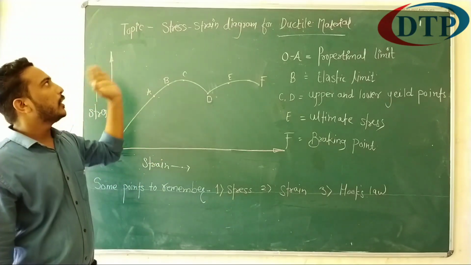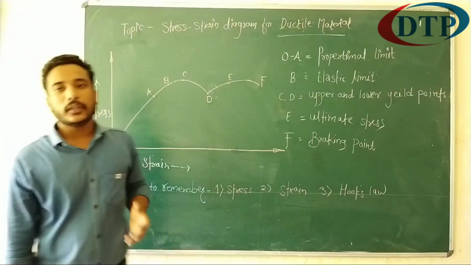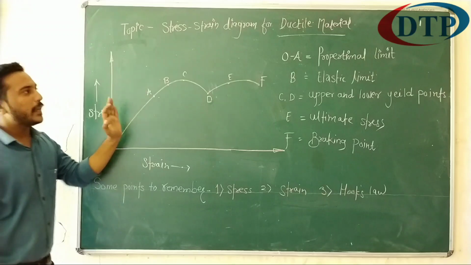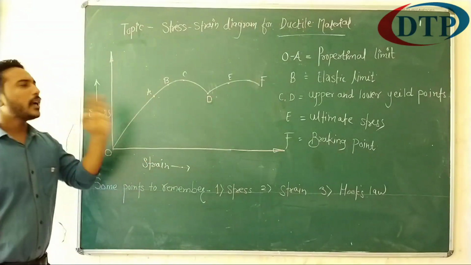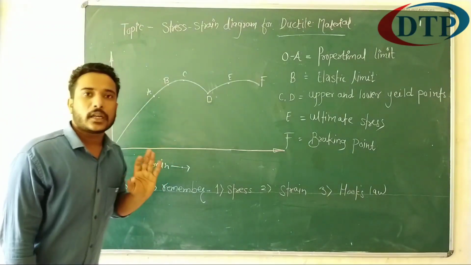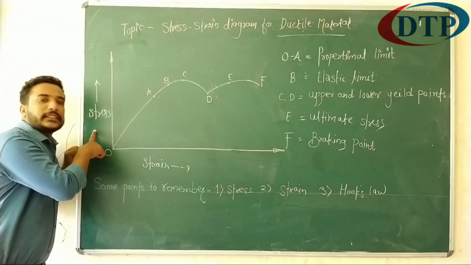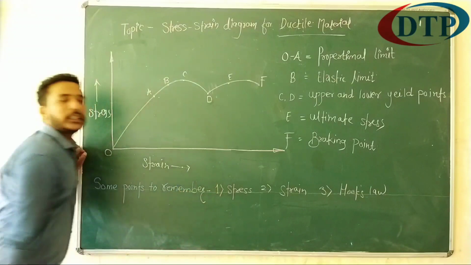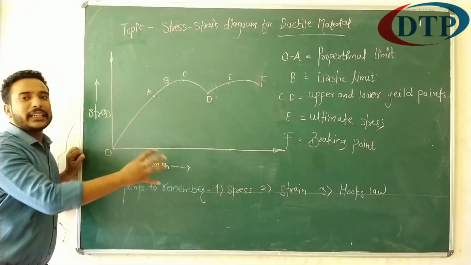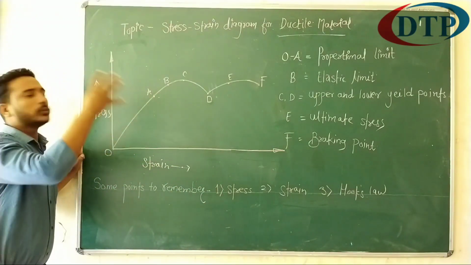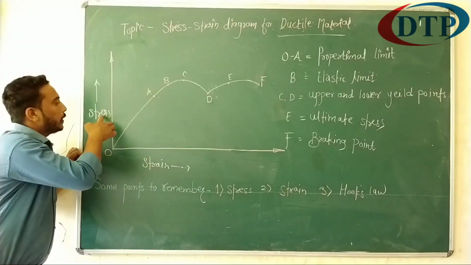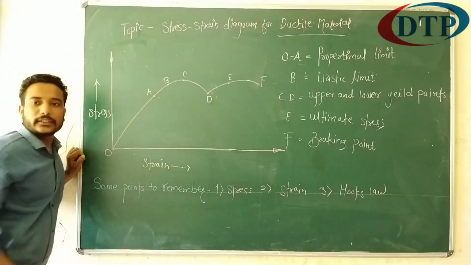Okay, let us start the stress strain diagram for ductile material. This is basic stress strain curve. Okay, look, at x-axis there is a stress and on y-axis there is a strain. So directly this diagram notifies us the relation between stress and strain.